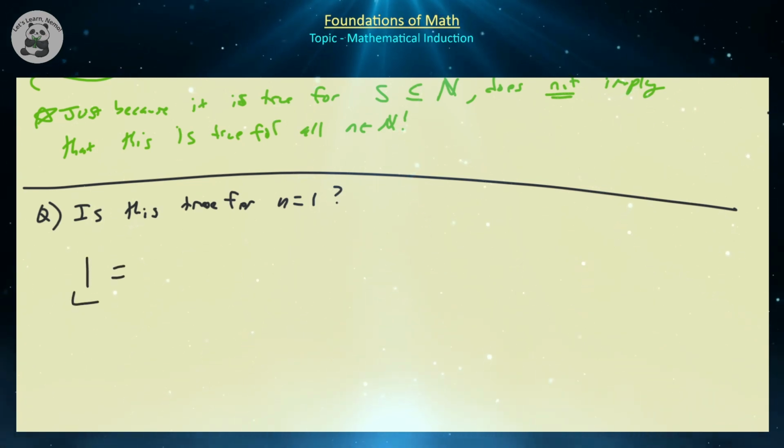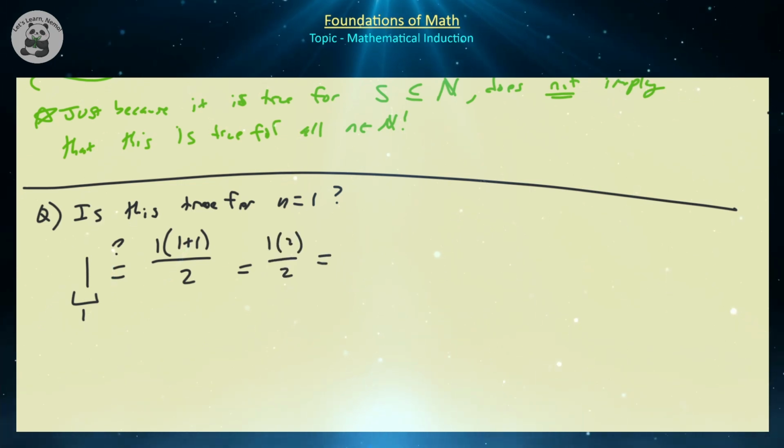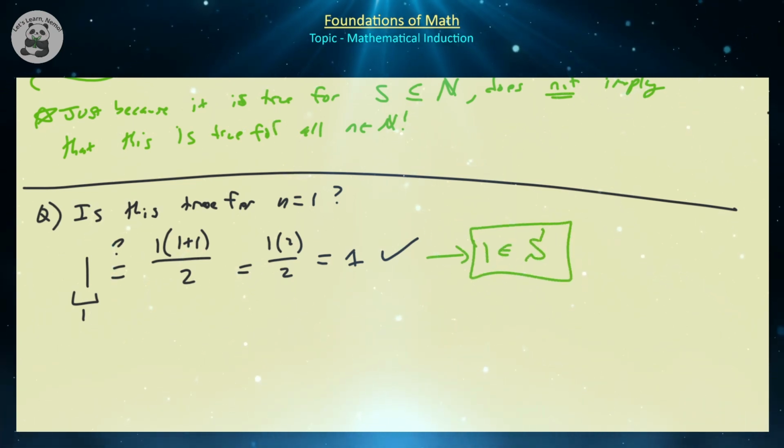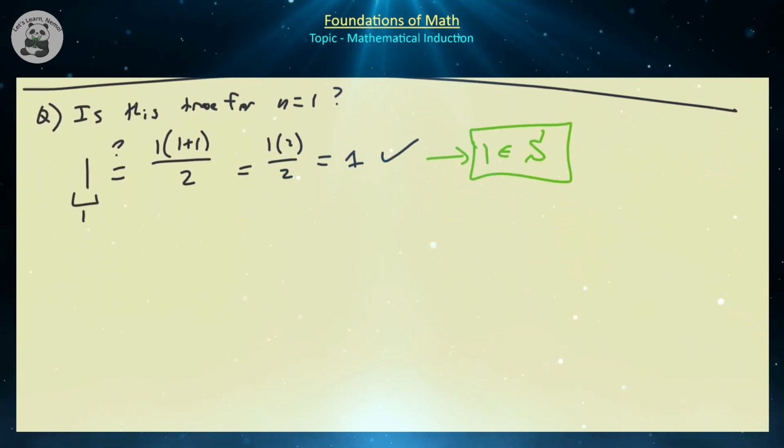So 1 obviously is equal to 1. Is this equal to 1 times 1 plus 1 divided by 2? So that's obviously equal to 1 times 2 divided by 2, which is equal to 1, so that is true. So this implies that 1 belongs to the set of values for which this identity works. Now let's see if it indeed works for any natural number n.